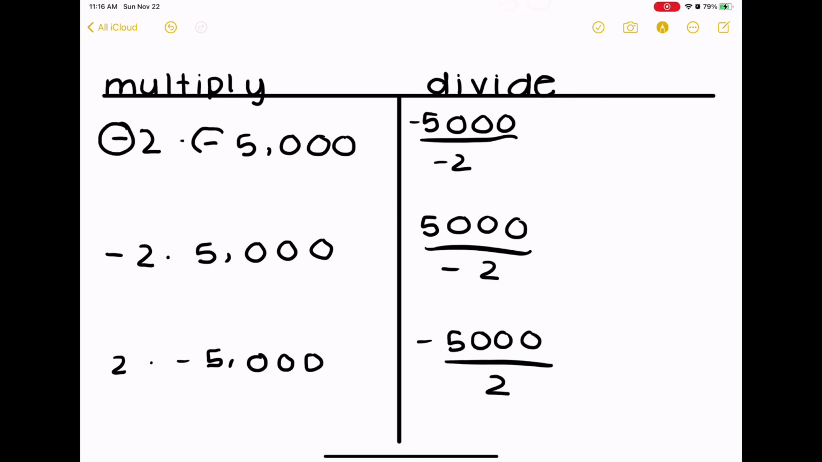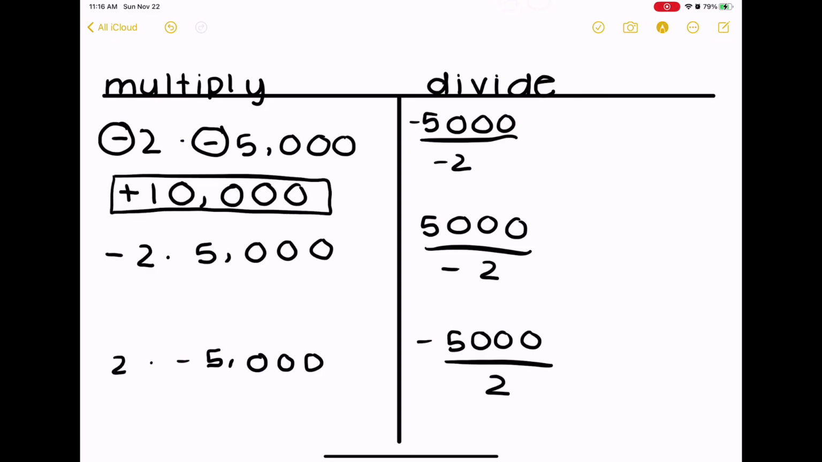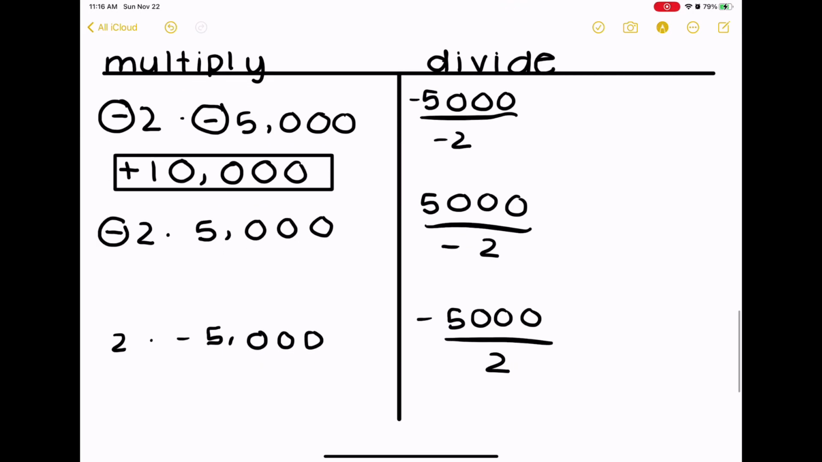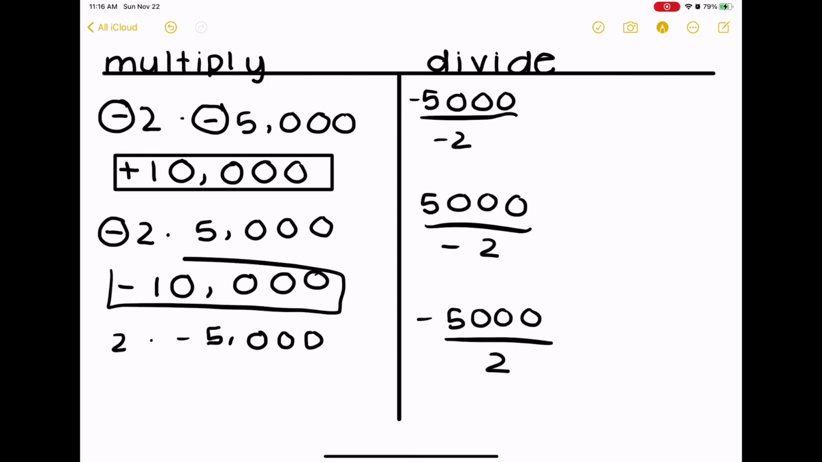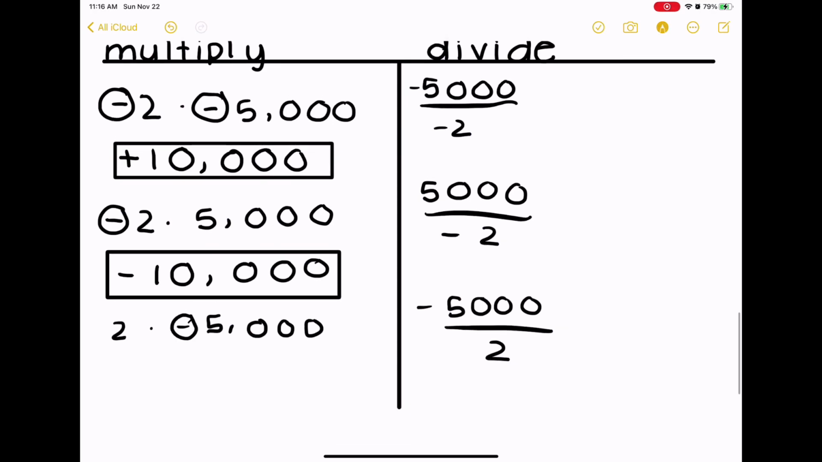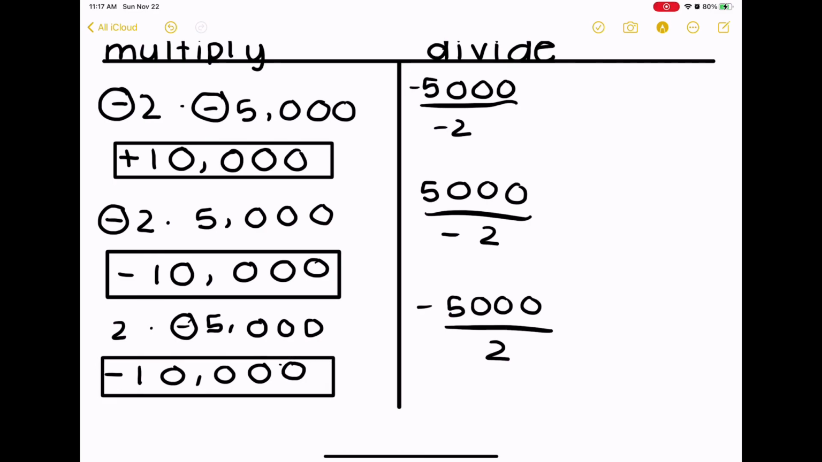So, for the first multiplication problem, we have two negatives, which means we'll have a positive number, and it's positive 10,000, because 2 times 5,000 is 10,000. Now, the second one, we have one negative number, which means our answer is negative, and the number stays the same, just the sign is different. And same for the third equation, we have one negative, which means our answer will be negative.